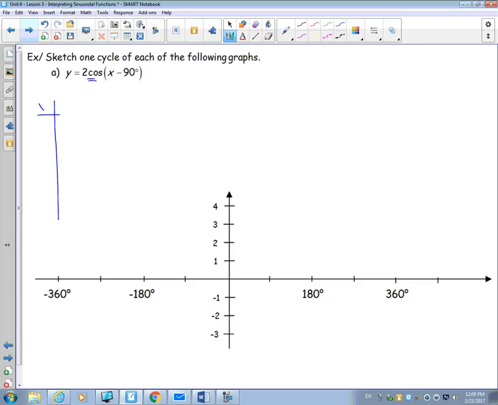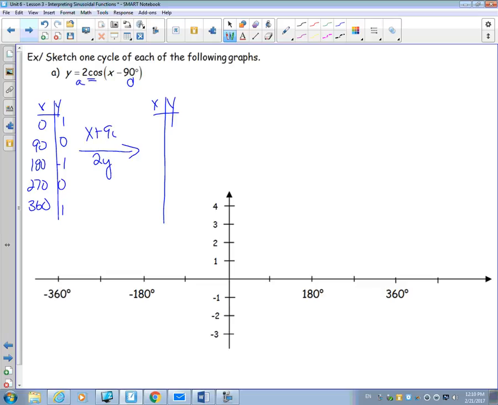That tells me where to start. X, Y, 0, 90, 180, 270, 360. The cosine curve starts at 1, and then it goes down and back up. We're going to transform it according to A and D. We're going to stretch it by 2, and then move it 90 to the right.